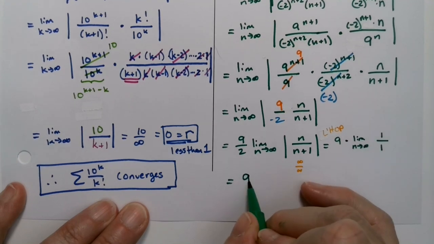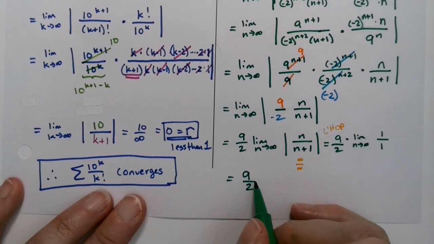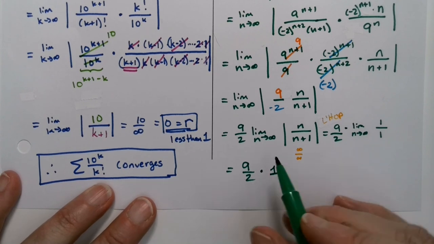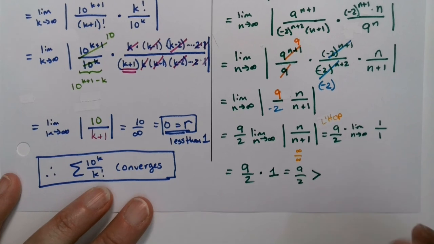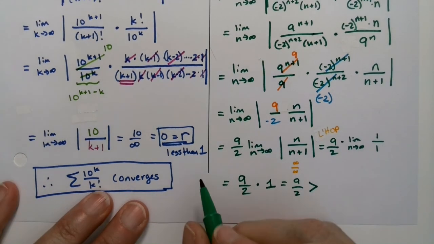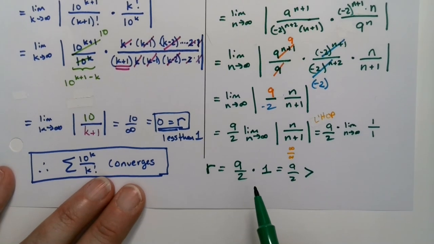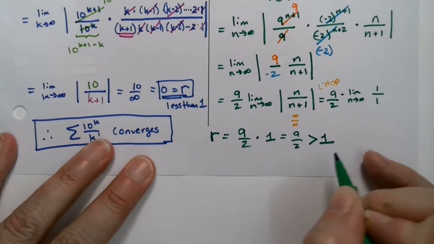That means we have 9 halves. Ooh, sorry, I lost my over 2 part. That was a mistake. So it's 9 halves times 1. I got so excited about L'Hopital's rule, I couldn't stop. So therefore, that's 9 halves. 9 halves is your r. Oh, this is r. So r, remember all of this was equal to r at the very beginning. So r is equal to 9 halves, and 9 halves is greater than 1.